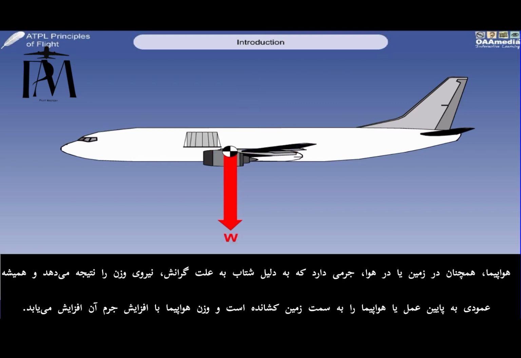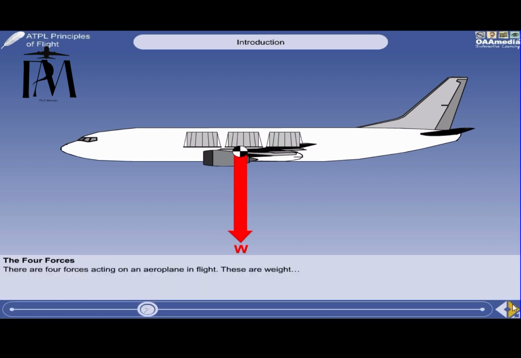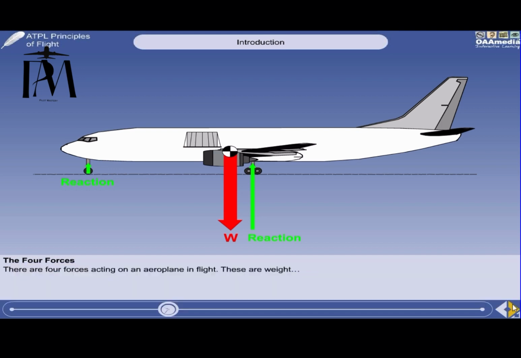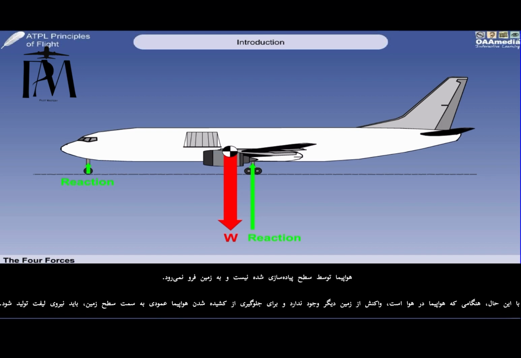Whether on the ground or in the air, an aeroplane has mass, which due to the acceleration due to gravity results in a force, weight, which always acts or pulls the aeroplane vertically straight down, and weight increases as the mass of the aeroplane increases. When the aeroplane is on the ground, the surface provides a reaction, which equals the aeroplane's weight. The aeroplane is supported by and does not sink into the paved surface.